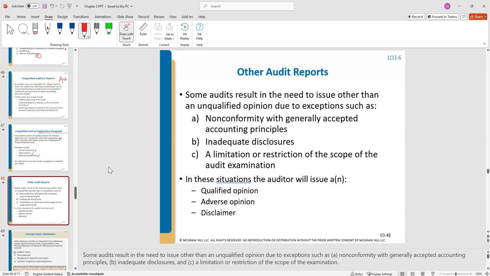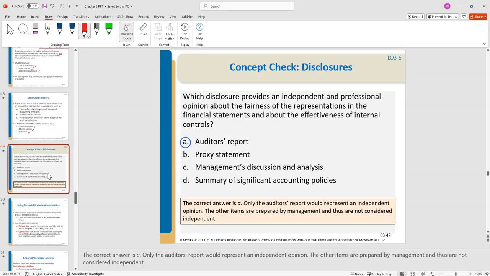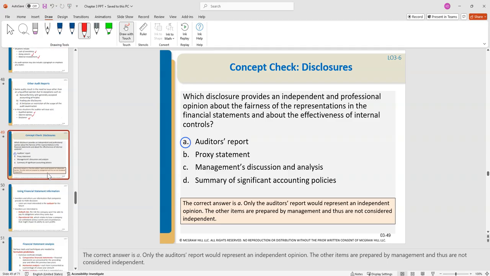Other auditor reports are the ones you don't want to get, like a qualified opinion, adverse, or disclaimer. Generally, these arise when there's non-conformity with GAAP, not enough disclosures, or some type of limitation or restriction on the scope of the audit. These are rarer. Unless there's some really major issue going on, they tend not to be issued, but it's possible. You can look at that MCQ.